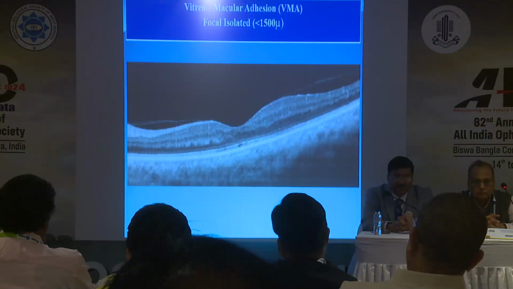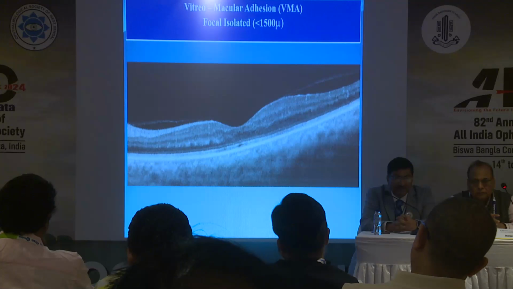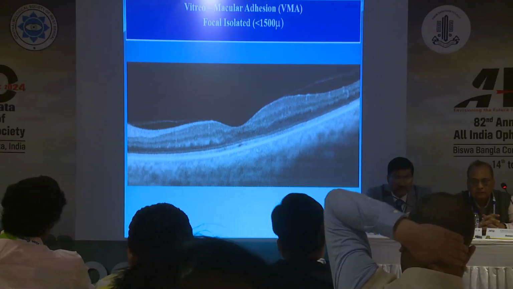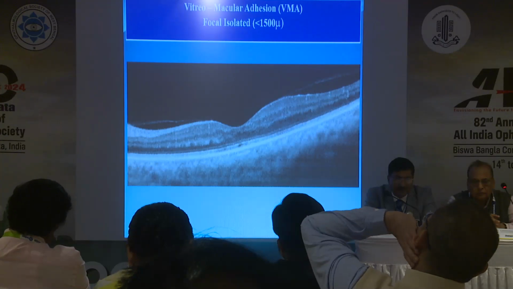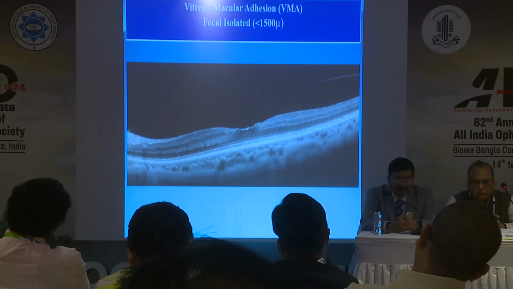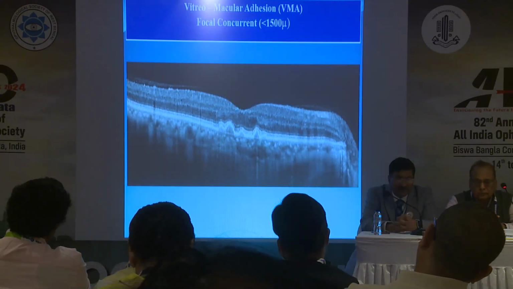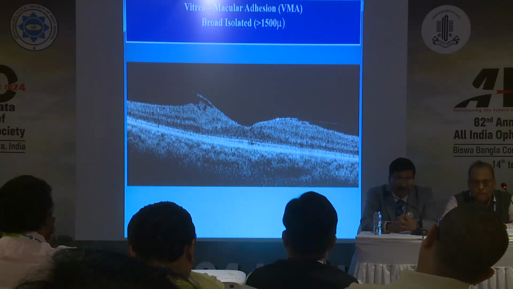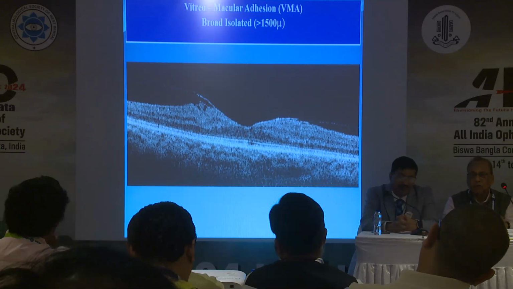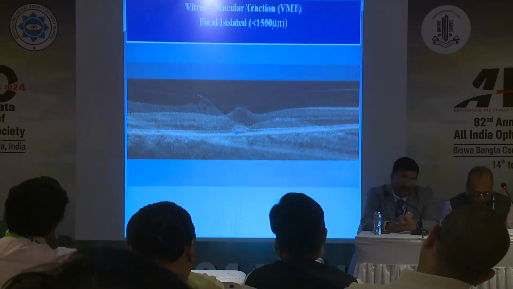If we look here, this is a case of a vitreomacular adhesion, and we can see that the area of this anomalous detachment is less than 1500 microns, so it becomes a focal one. Again, another example of a focal vitreomacular adhesion. It's a concurrent one because there's an underlying drusen also. Now this is a case of a broad VMTS where the anomalous detachment is more than 1500 microns.